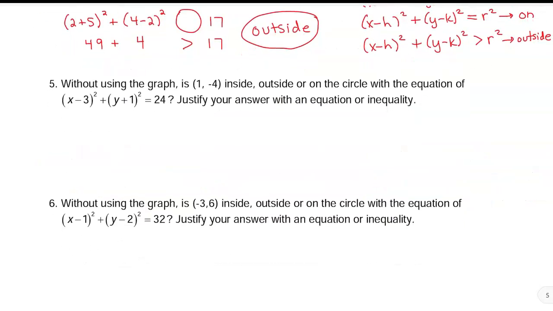Now it's your turn. Pause the video and work out number 5 and 6. Then turn the video back on to check your answer.